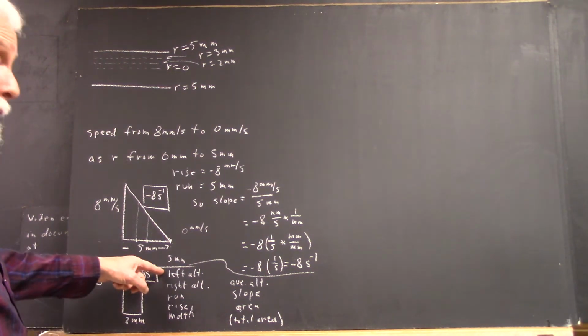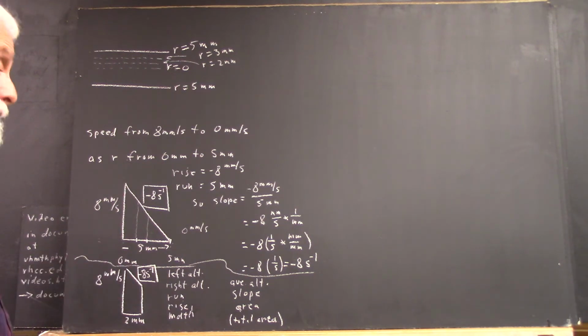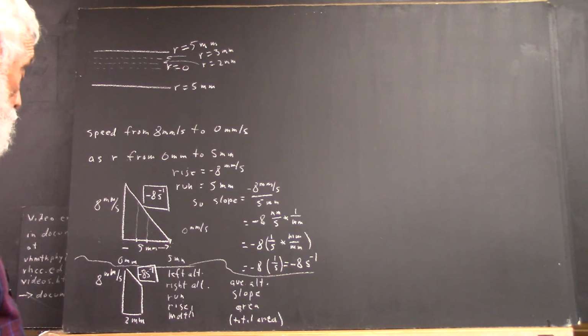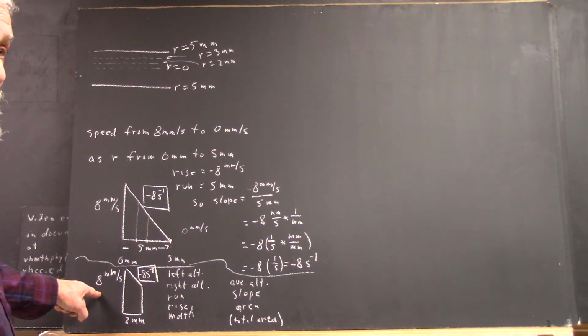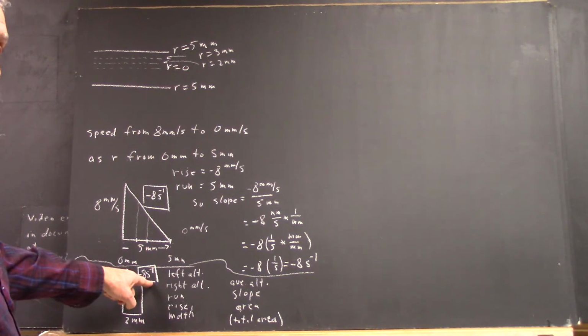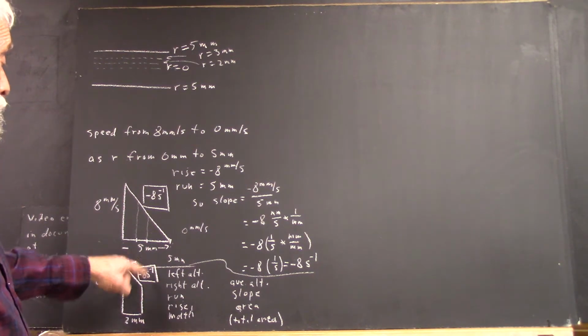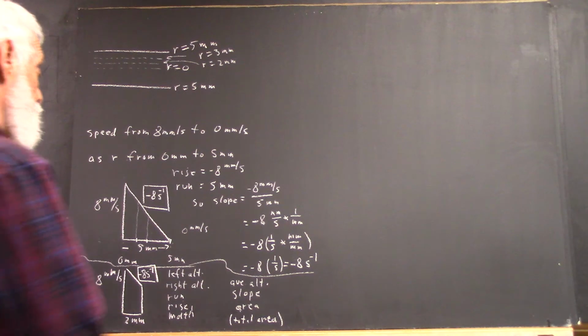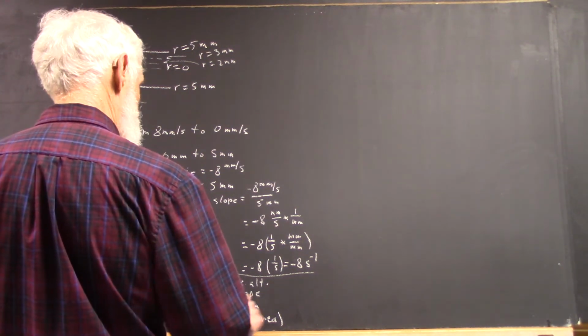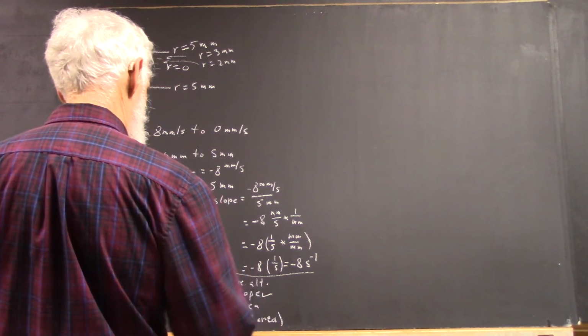We know the left altitude. Well, look at what we've got labeled here. What is it that we've labeled? What is this? This is the left altitude. What's this? That's the slope. And this is? The width. So we got the left altitude, the slope, and the width, right? So I'm just going to put a check mark on left altitude, slope, and width.